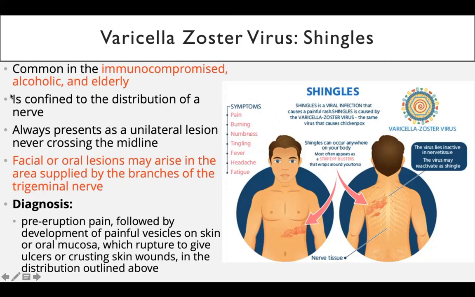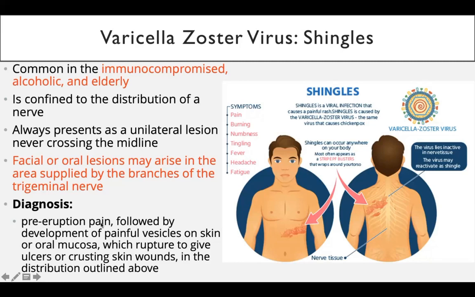Now we are talking about shingles. It is confined to the distribution of the nerve. Always present as a unilateral lesion, never crossing the midline. Facial or oral lesions may arise in the area supplied by the branches of the trigeminal nerve. Diagnosis: there is pre-eruption pain. Before the vesicles erupt, there is pain.